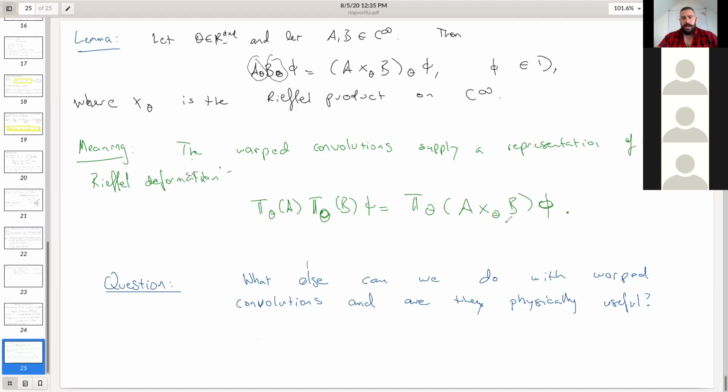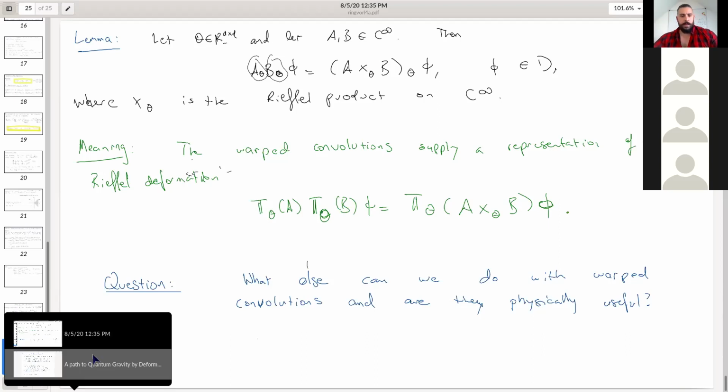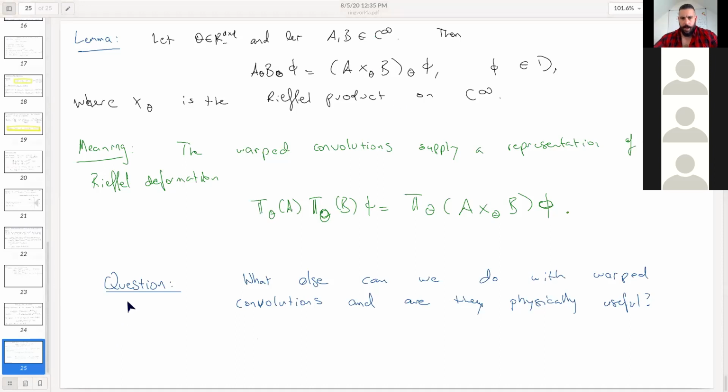Now, the question that I ask myself is, what can we do with warp convolutions? What are they good for? And what are they physically useful for? And this is the question that I answered by basically spending most of my PhD on it, and to that I will come right now.